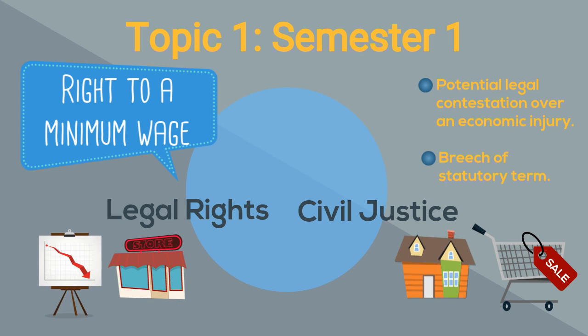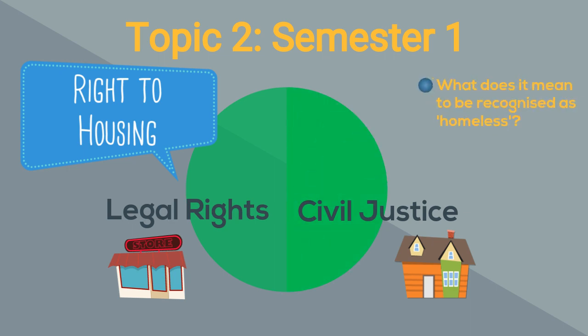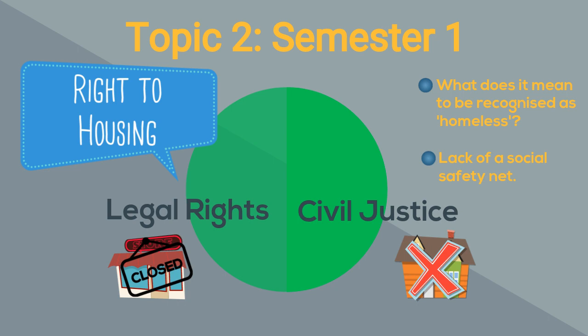In the second topic of this module, the right to housing, we consider what it means for a citizen to be recognised by the state as homeless, and the extent to which duties and obligations may fall short of expectations of a social safety net to support people at points in their lives when times are especially hard.